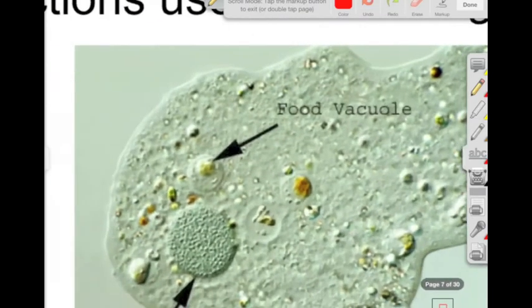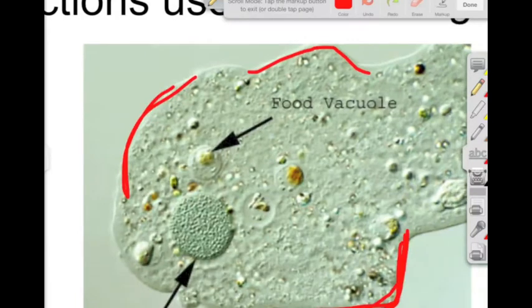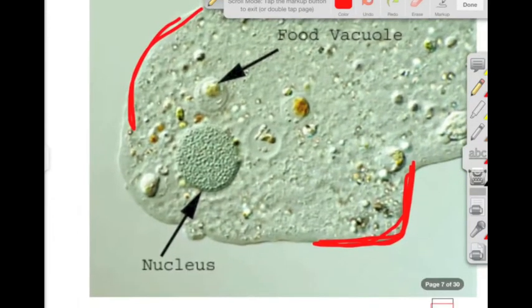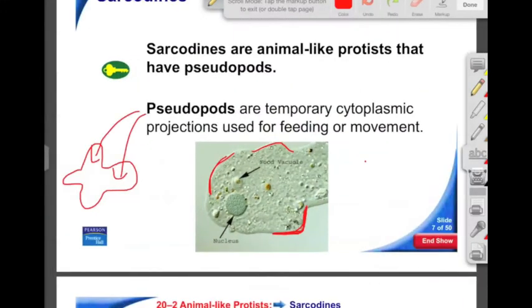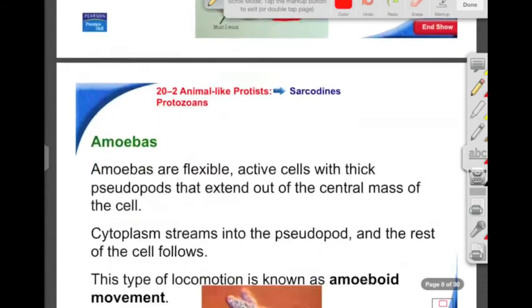As soon as I zoom in on that food vacuole, that's pretty cool. You can actually see the contents inside of it, and the nucleus is pointed out. It's a very granular material. This is great microscope work where you can see up close the detail in this sarcodine protist. And if I say sarcodine protist, you just say amoeba, because that's a good stock example for you to have in mind.